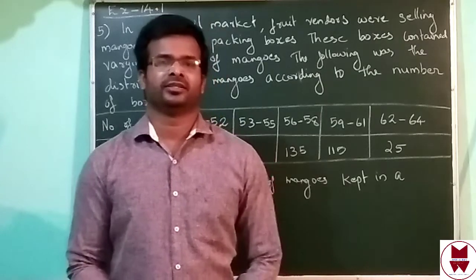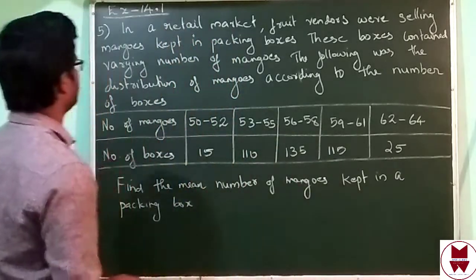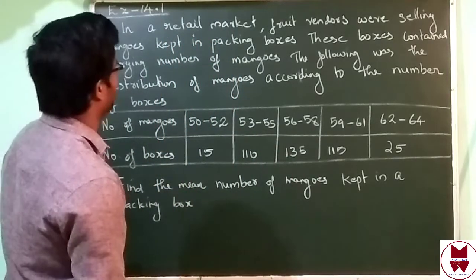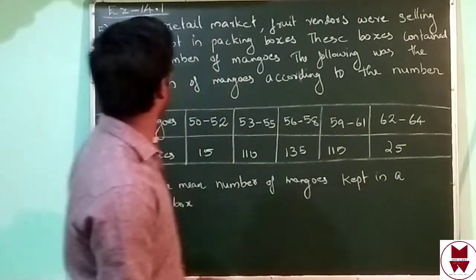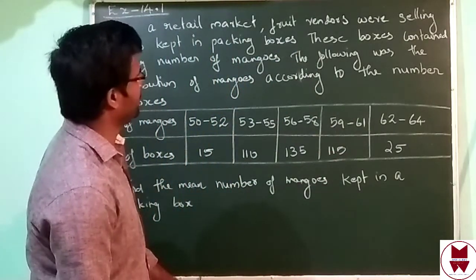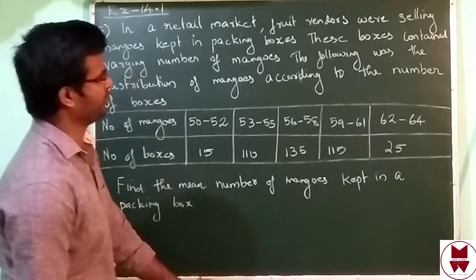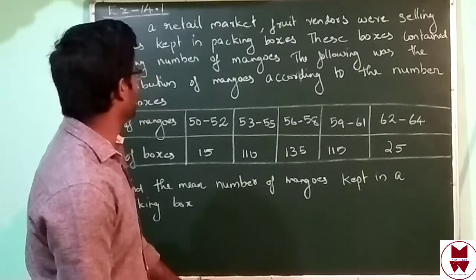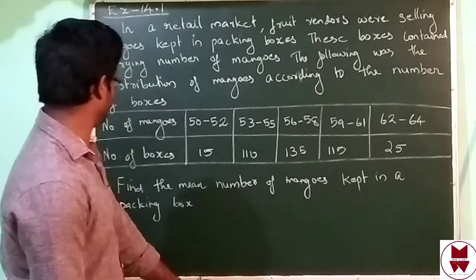Hi students, today we will study exercise 14.1, question number 5. What is the question? In a retail market, fruit vendors were selling mangoes kept in packing boxes. These boxes contain a varying number of mangoes. The following was the distribution of mangoes according to the number of boxes.